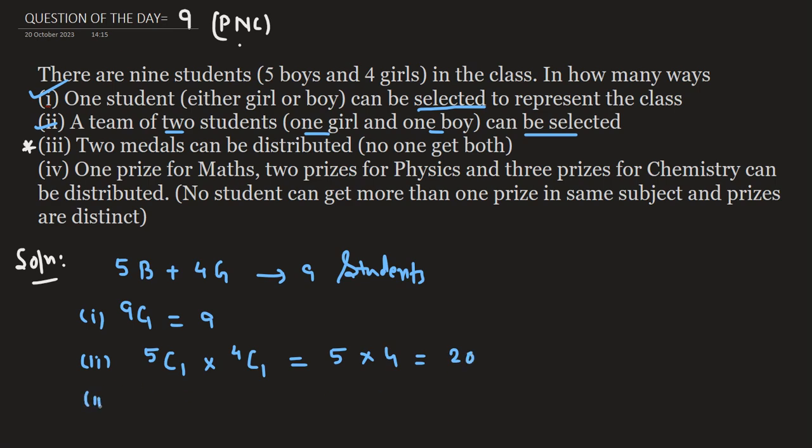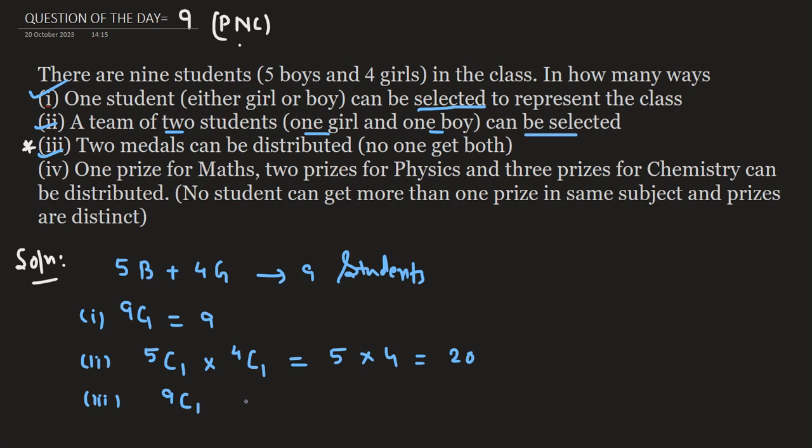Now coming to question number 3. What I see there is, 2 medals can be distributed so that no one gets both. You want to distribute 2 medals. So we can do it in this way. First of all, for the first medal, how many options do I have? I have 9 options in total. Out of 9 candidates, I can select any one, so it will be done in 9C1 ways.